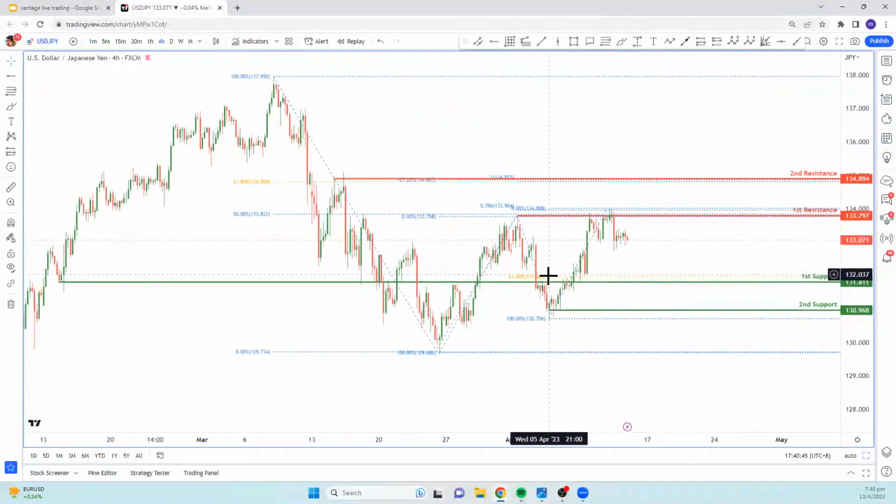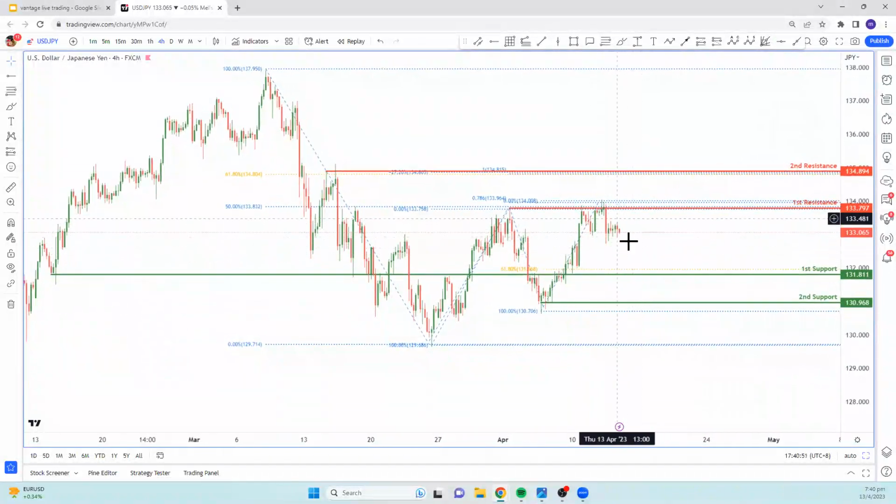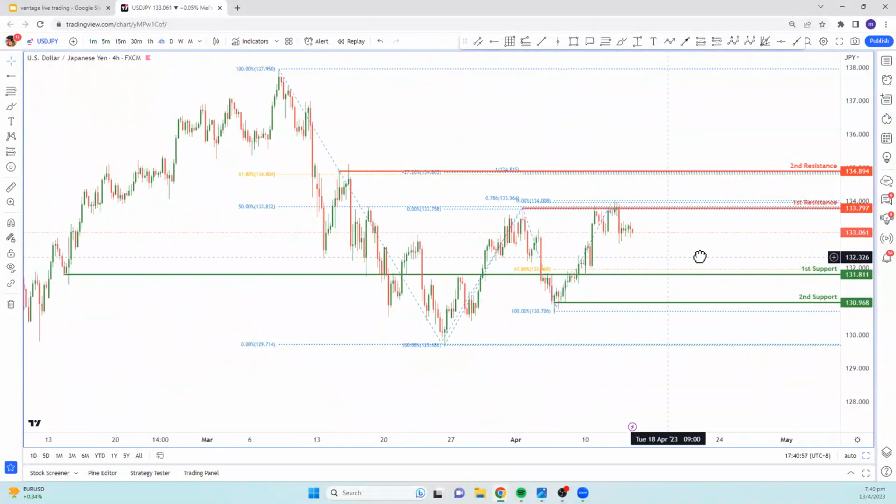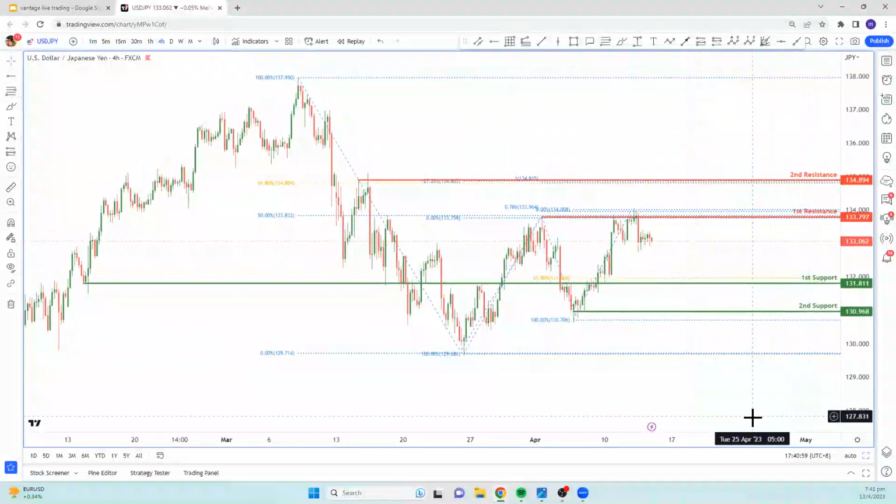Okay, so similarly, the reason why I added another first support level here is because our second support is kind of far from where price currently is. So using my Fibonacci levels, I identified another significant level over here at our first support level.